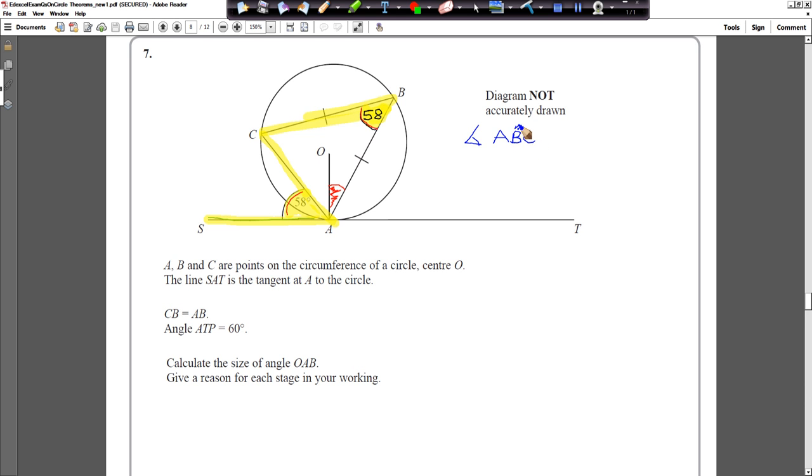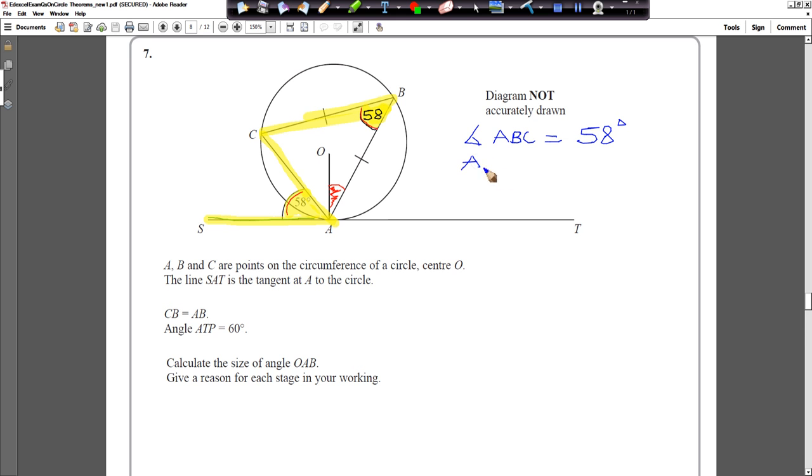I meant to write a little triangle there. We'll actually leave that part out. That's better. So angle ABC is equal to 58 degrees. So I've put that 58 degrees in there. I know why it's 58, but now I need to explain it to the examiner. Because what's the reason? What do we say?